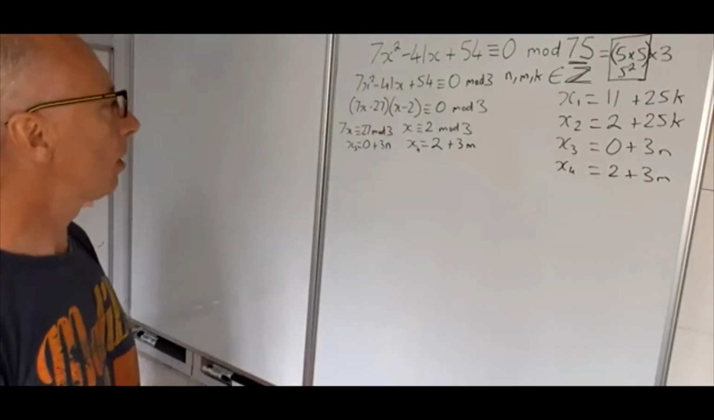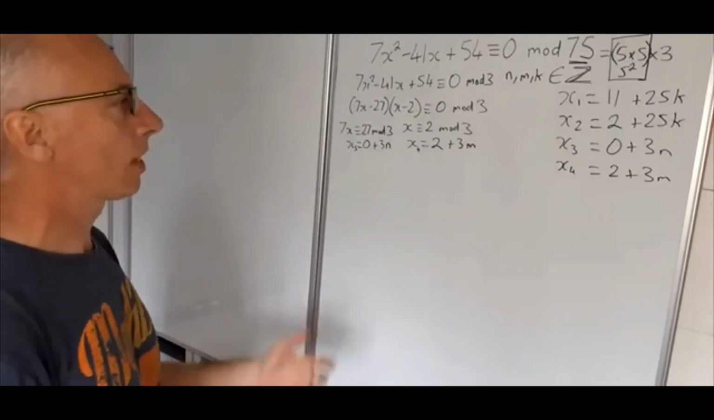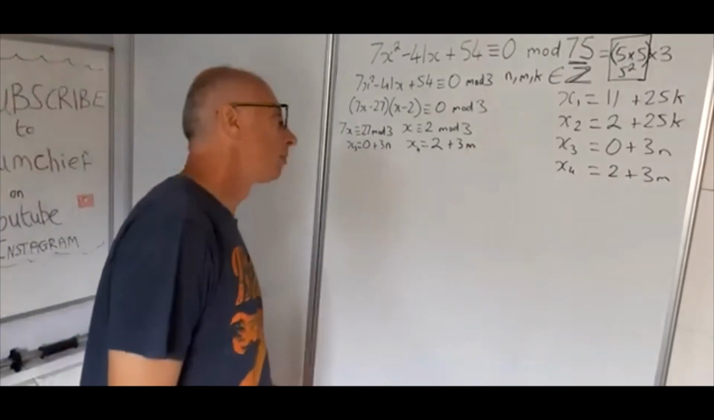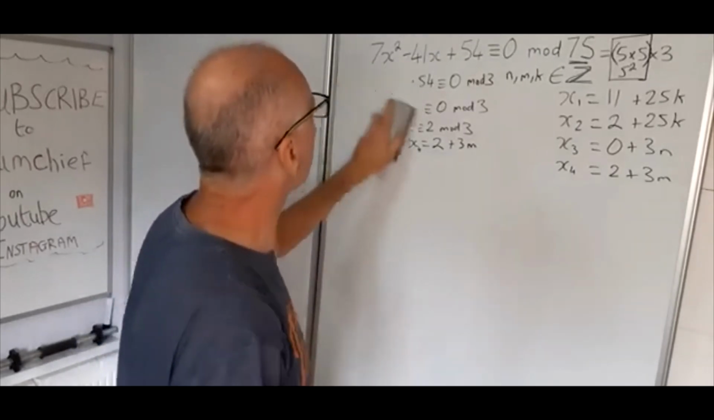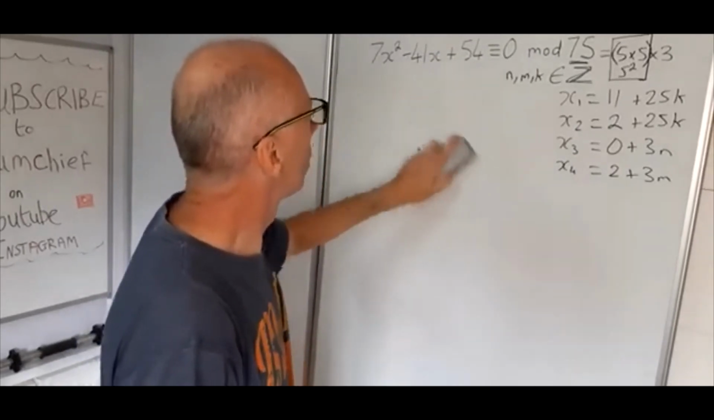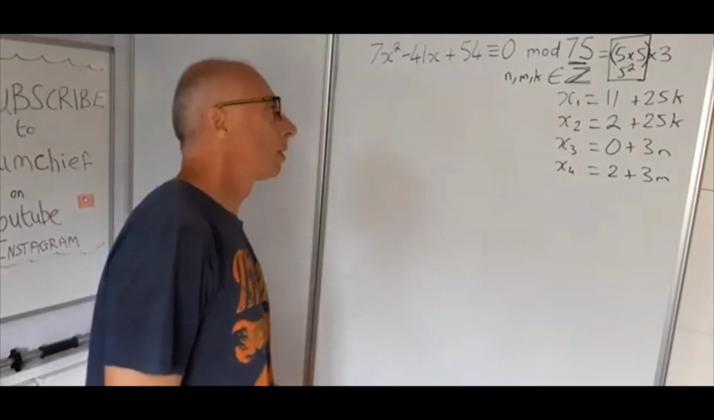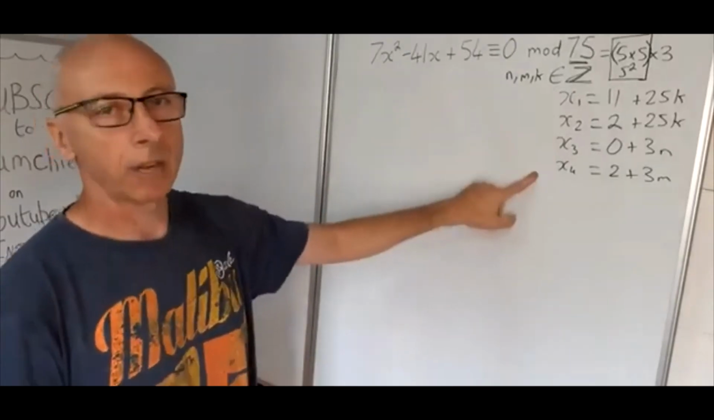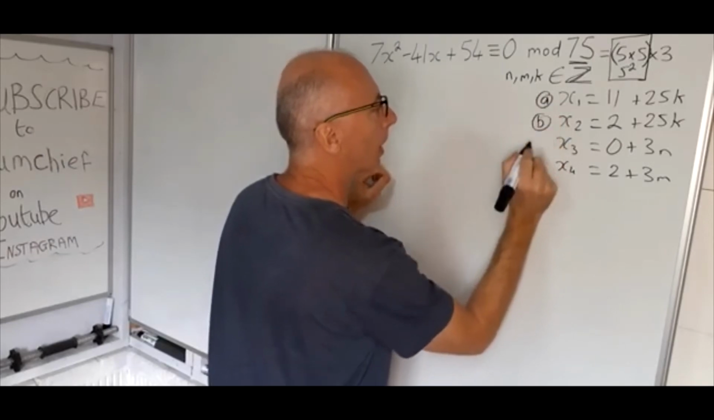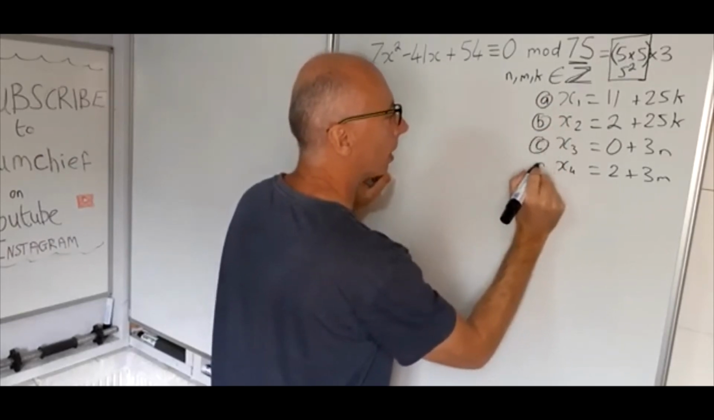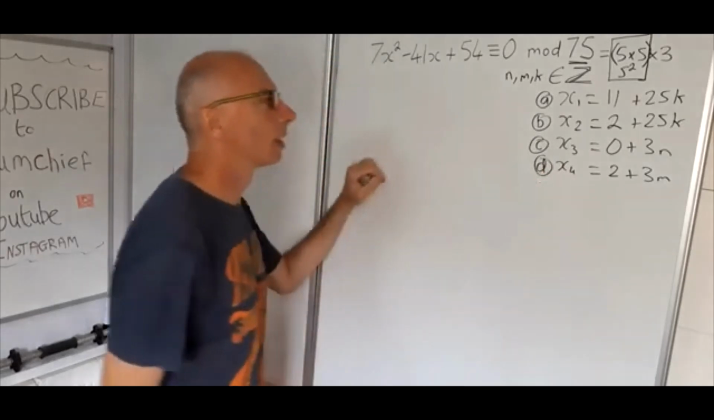Okay, so now let's work these out using the Chinese remainder theorem. Let's rub this one off the board to give ourselves a bit of space. So I'm going to call these equations letters now. This one will be A, this one will be B, call this one C, and this one D.